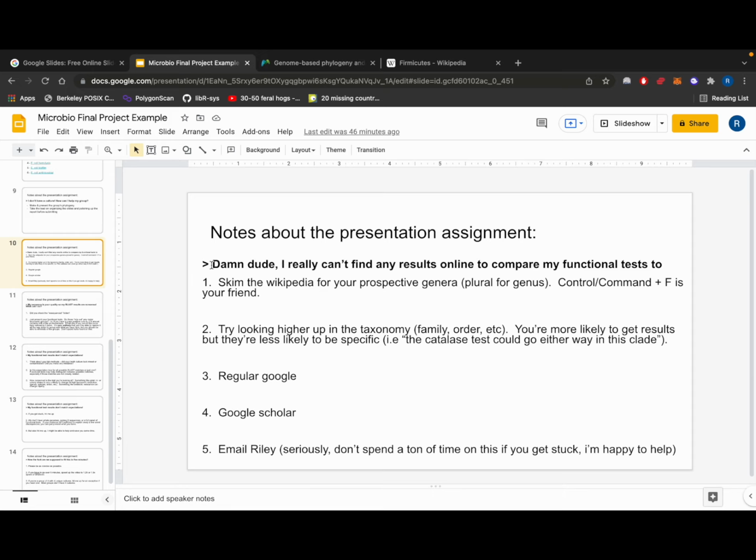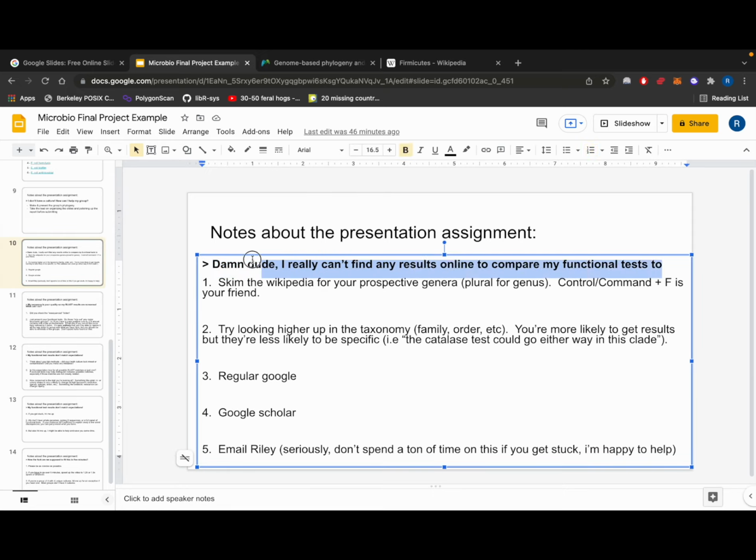If you need to find results for each of these functional tests for your BLAST results, Wikipedia is your friend, right? Don't be afraid to hit a little Command F, find on page, and then if you can't find anything in the genus Wikipedia, try going up to family or order or class or whatever. You're very likely to find results the higher you go. However, these results are less likely to be specific to your particular genus that BLAST has suggested. For example, within a genus, it's unlikely that these traits are going to vary, but within a phylum, these traits might vary significantly. So this is definitely a plan B kind of option.